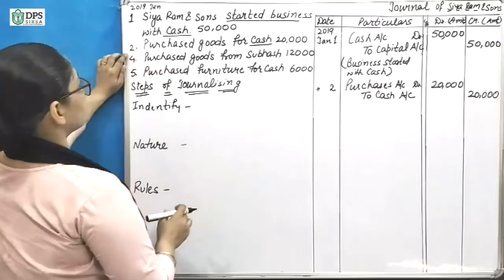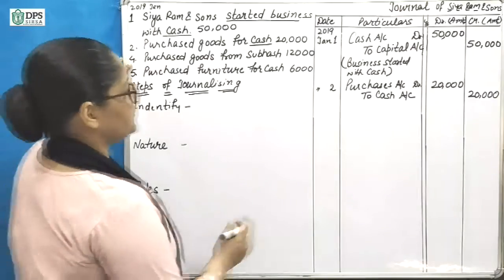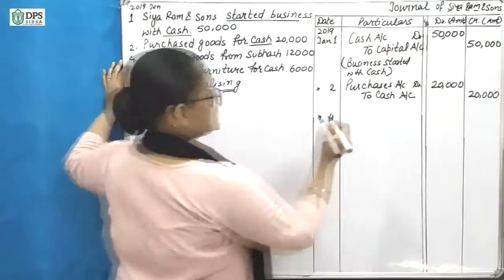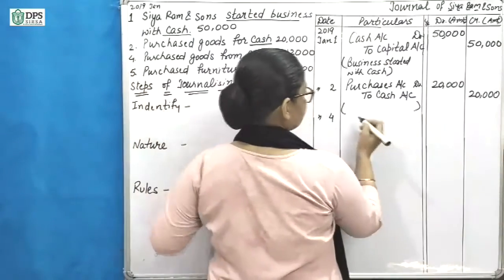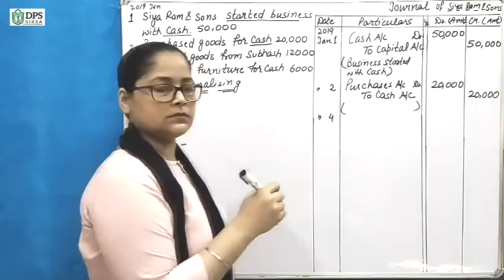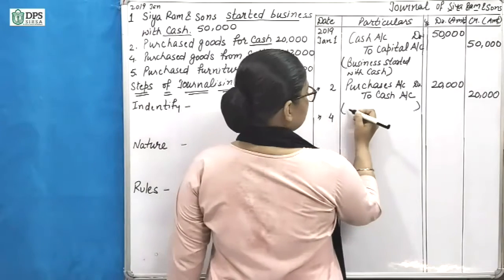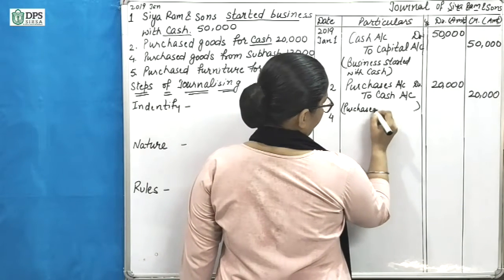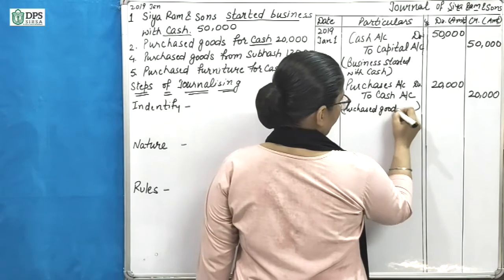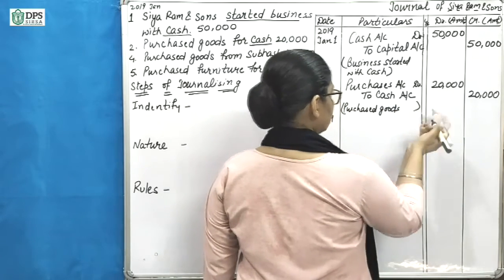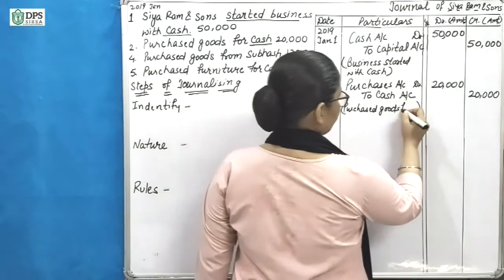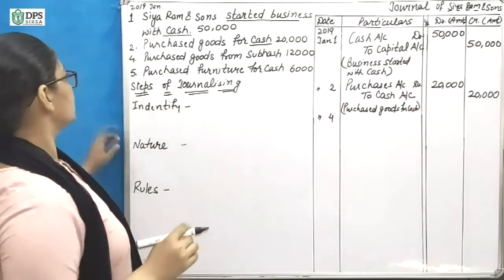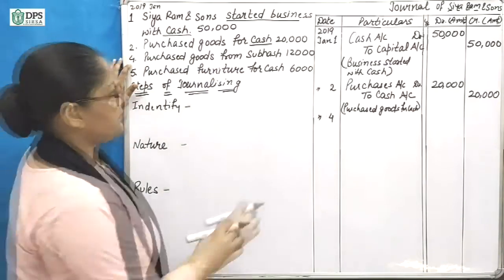The third transaction is on January 4th. So we will write here 4. One thing I have skipped here, that is narration. It is the most important thing. So narration, we will write here purchase goods, you can write also for cash, purchase goods for cash. Next is January 4th.